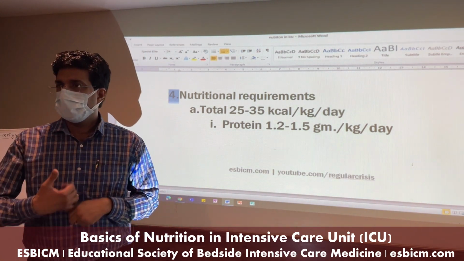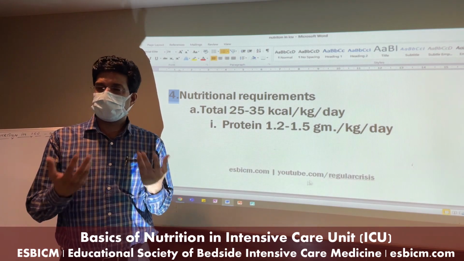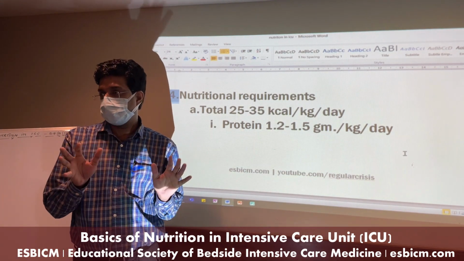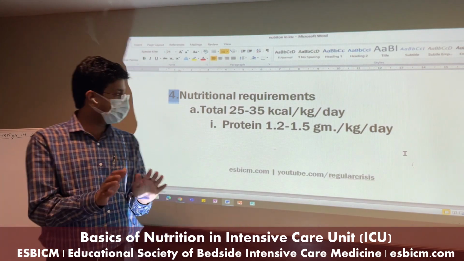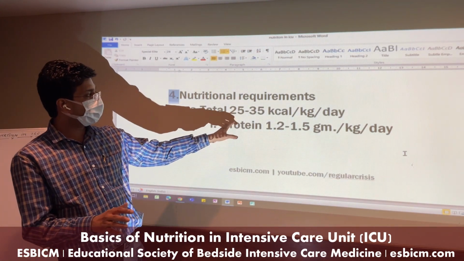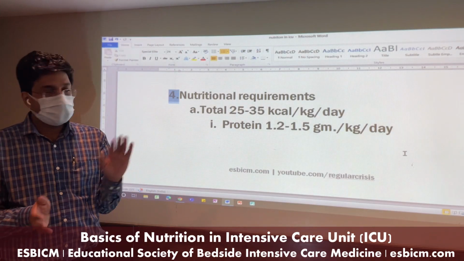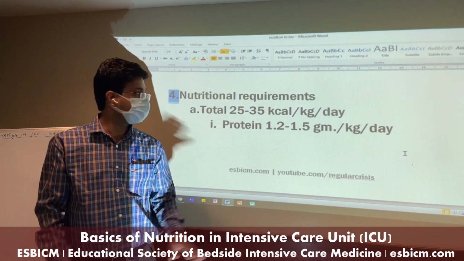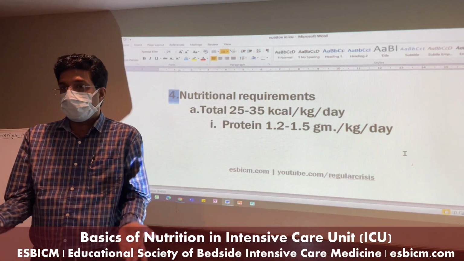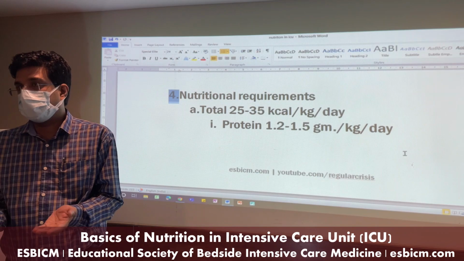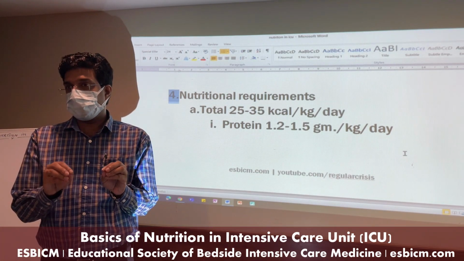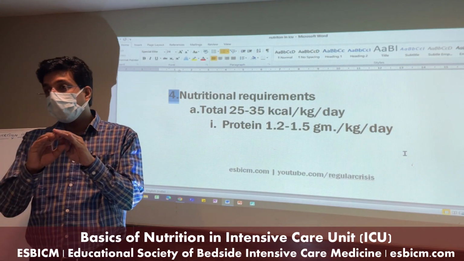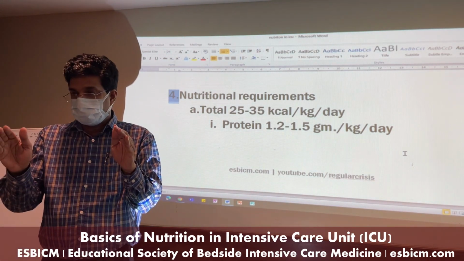Different guidelines, different trials, many trials they have done. Exact consensus nobody has come to, but roughly they say you should feed somewhere between 25 to 35 kilocalorie per kg per day. This much amount of calorie you should feed the patient. So if we say 30 kilocalorie, a 70 kg person needs 2100 calories per day.